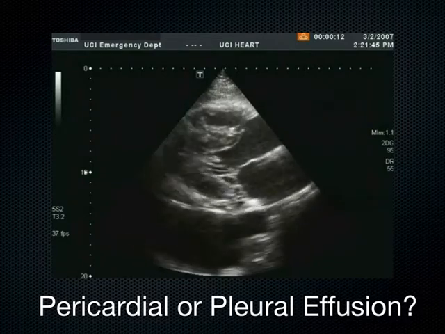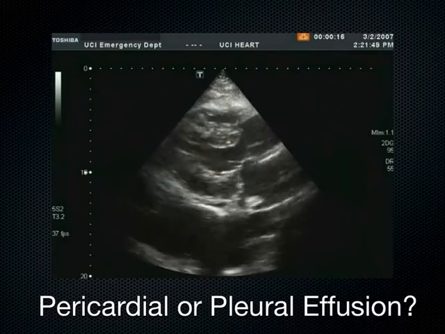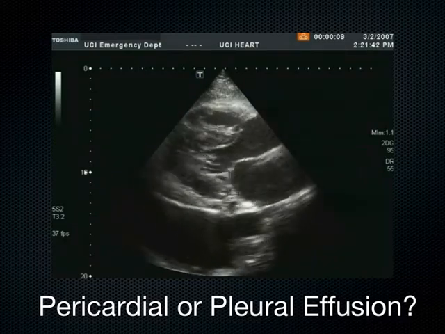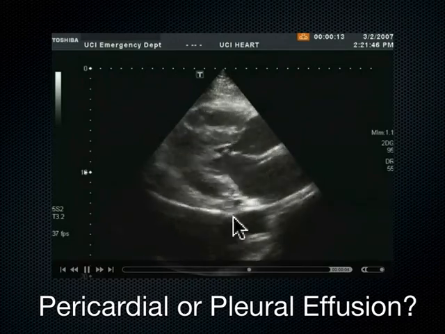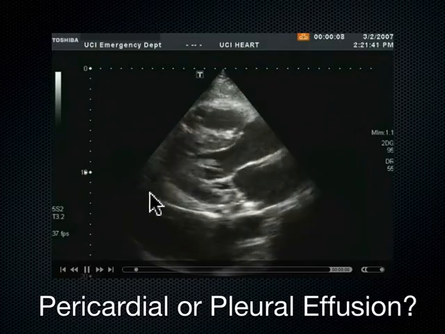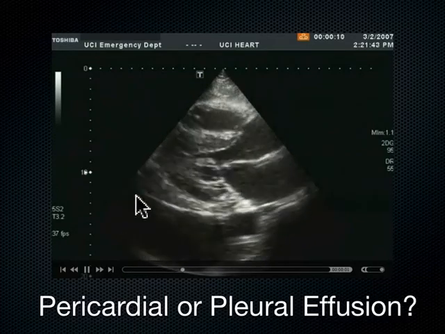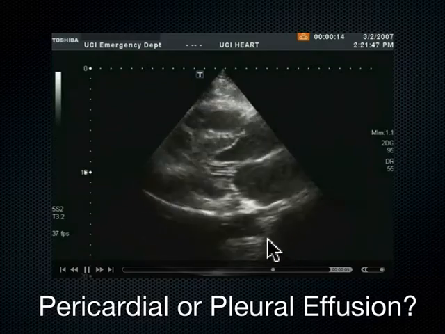Okay, last slide. Is this second to last slide? Is this pericardial or pleural effusion? This is the parasternal long axis of the heart, RV, LV, LA. Okay, the myocardium is back here. Is that also the pericardium? Is that white line the pericardium or not? The answer is yes.